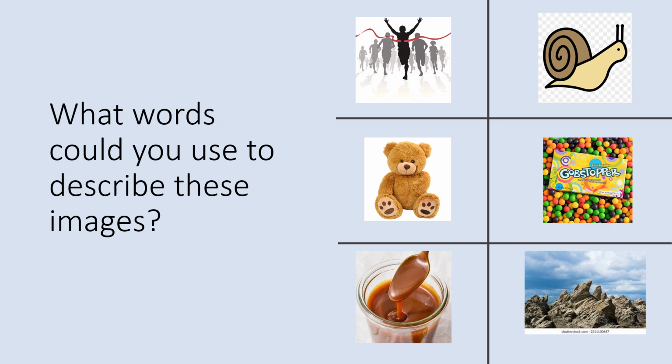Okay, so using your red pens, these are not necessarily the only dynamics that we could use, but these are the ones that I've come up with. So first one is fast. They're winning a race, they are running fast. A snail moves slow. A teddy bear is soft. A gobstopper is hard. This is caramel, and caramel is quite smooth. And these mountains here are jagged. So these are just some examples of a dynamic, okay? And every action can be performed using one of these dynamics.